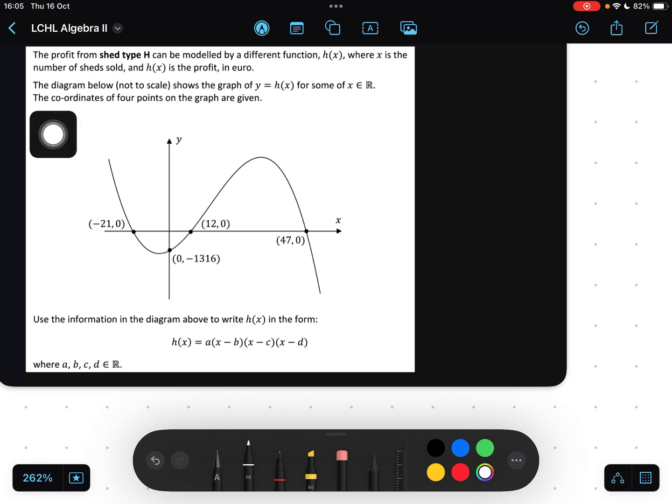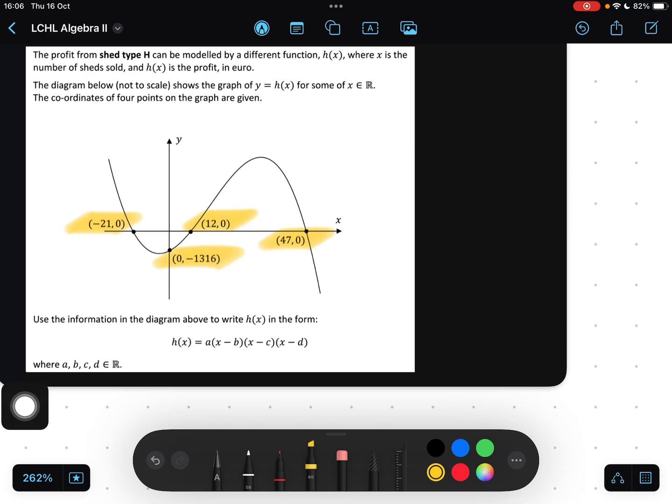I don't need to highlight anything. The diagram below, not to scale, shows the graph of y equals h of x for some x element of R. The coordinates of 4 points are given. Perfect. Really, all this information is relevant in just this one graph, and I've been given my 4 points. Use this information to write out h of x. So write the function in this form.